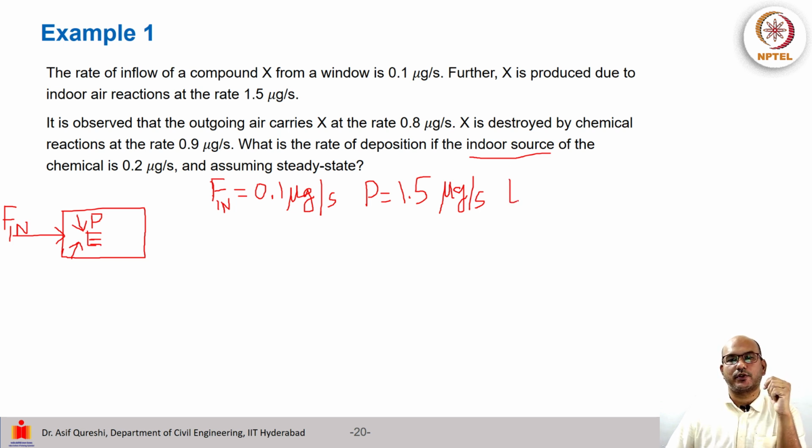So often it is important to read the question in the context of the question and then relate it to our conceptual framework, because everyone may not be using the same term as we do. So indoor source of the chemical is 0.2 microgram per second. So I'm going to add E.